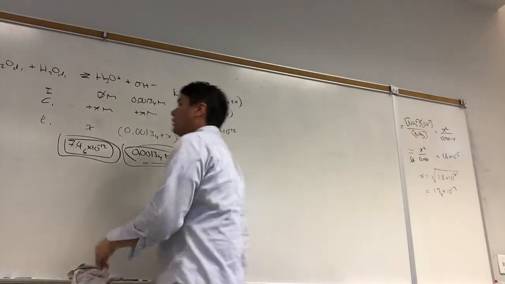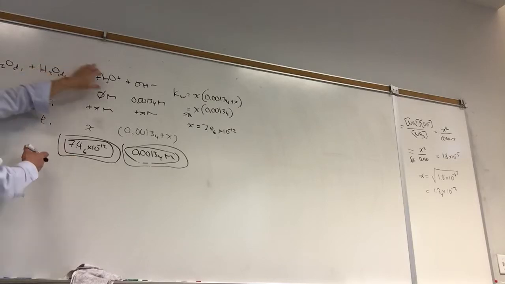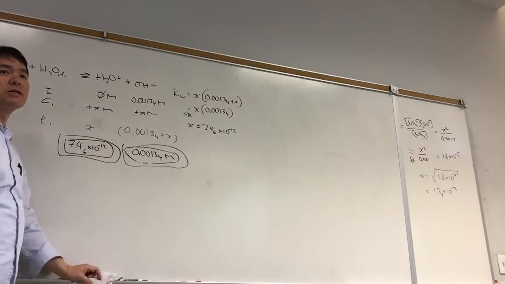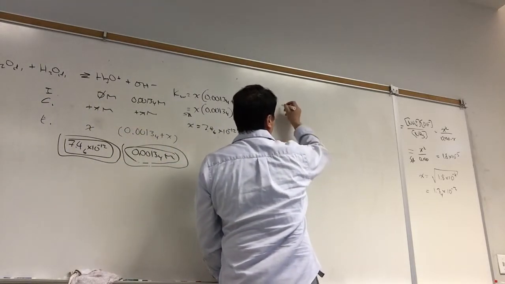When the book does inventory, they often don't set up the ICE table for this. They just usually set up the Kw like this to calculate the other species. We'll just do it the same way each time.